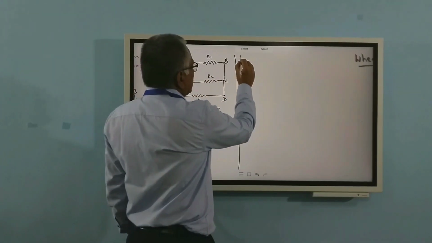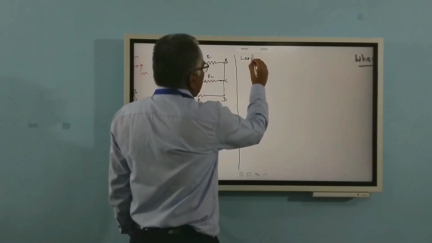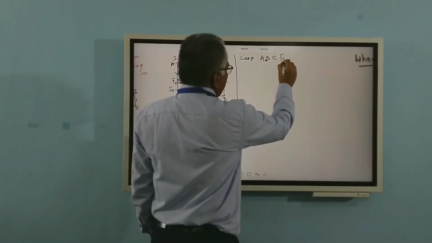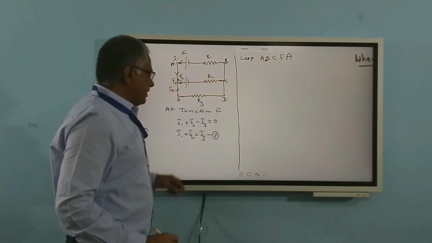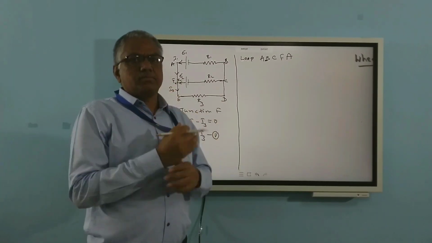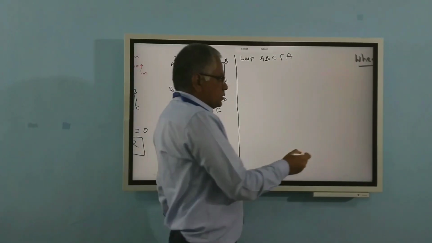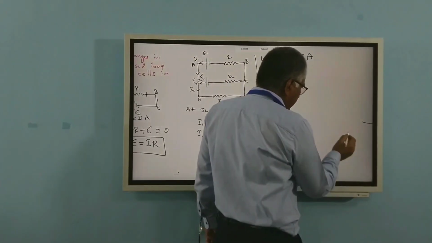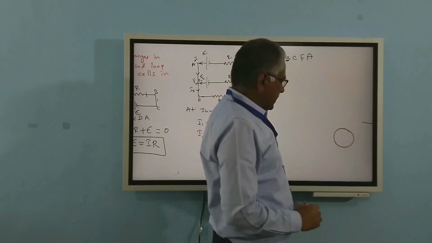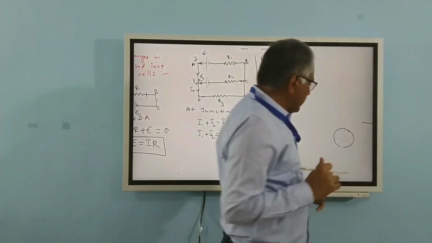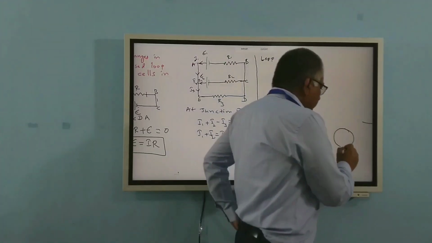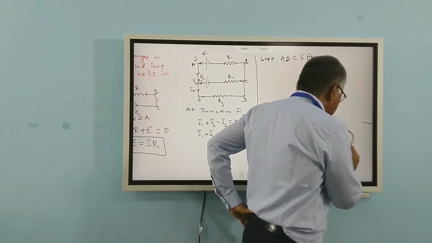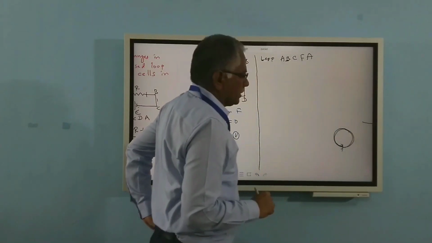For the loop A, B, C, F, again A. Where we start, we must come back to the starting point, then only the loop is closed. Suppose we take a circle. If it is open, it is not a circle. From where we start, we must come back after one complete revolution, to the same point. That is the circle revolution.